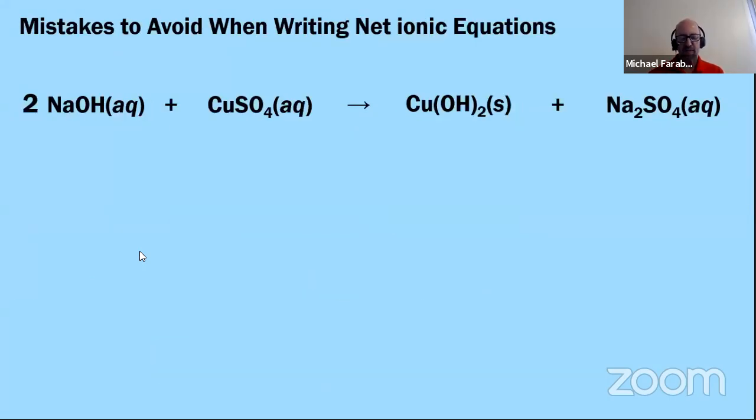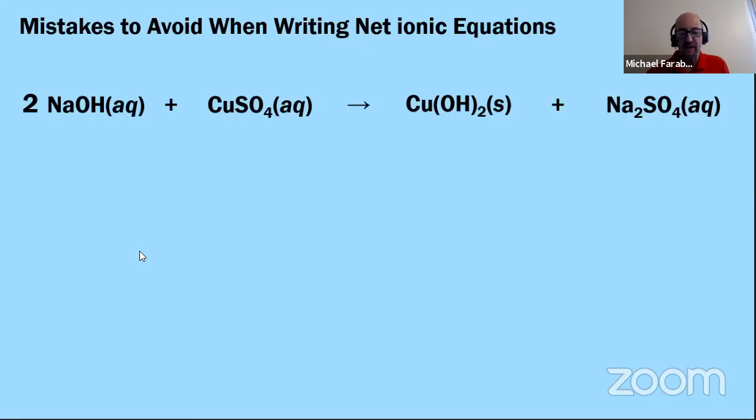All right, so in this example, we have sodium hydroxide and copper sulfate reacting together. And I've told you that they are aqueous with the symbol AQ. On the right, we have copper hydroxide and sodium sulfate. So this section of my lesson is entitled Mistakes to Avoid when Writing Net Ionic Equations.